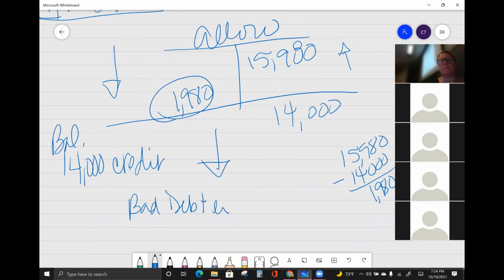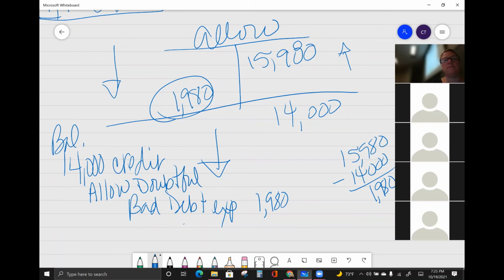So my entry would be bad debt expense 1,980, and I would credit my, oops, sorry. See, here's one of those moments. I'm doing the opposite of what I'm saying. I need to debit allowance for 1,980, and I credit bad debt expense for 1,980.